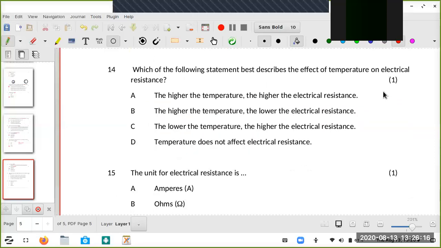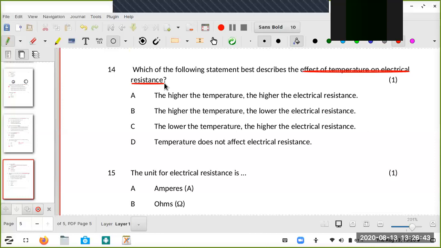14. Which of the following statements best describes the effect of temperature? So we are looking at what? Effect of temperature on electrical resistance. This is my keyword. How does temperature affect resistance? Generally, before we look at the answers, we know that the higher the temperature, the higher the resistance.